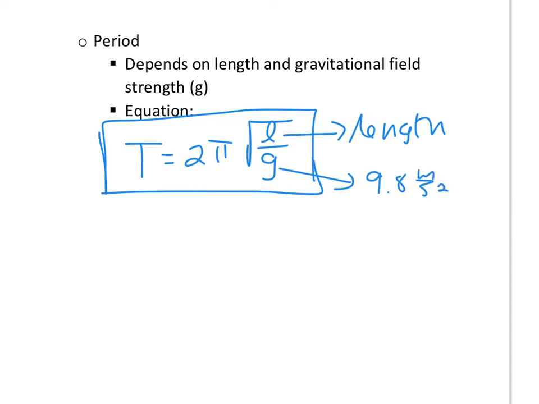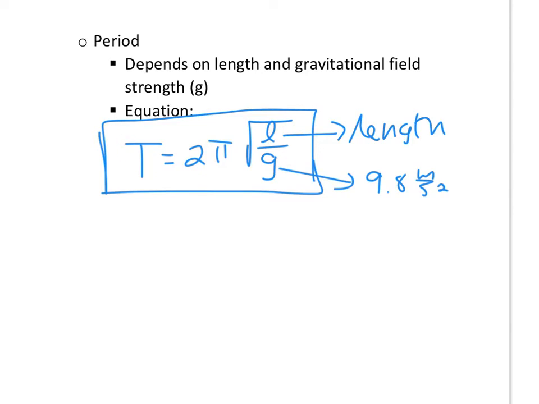So the only way a period can really change if you're staying on Earth is to change the length of the string. If you leave Earth, then the gravitational field strength on the other planet or moon would have an effect on the period. And looking at this, period is directly proportional to the square root of the length. So if your length is 4 times as much, your period will be twice as much, and it's inversely proportional to the square root of little g. So if little g goes up, then period will go down.